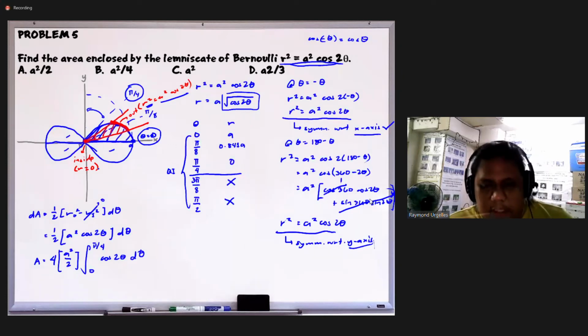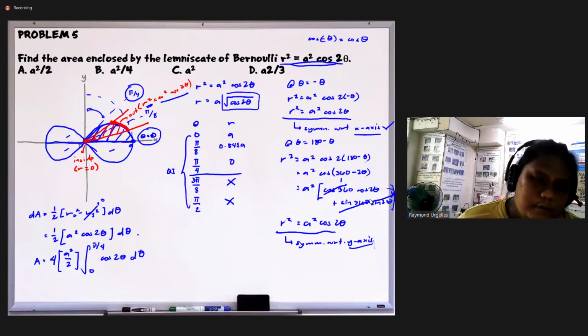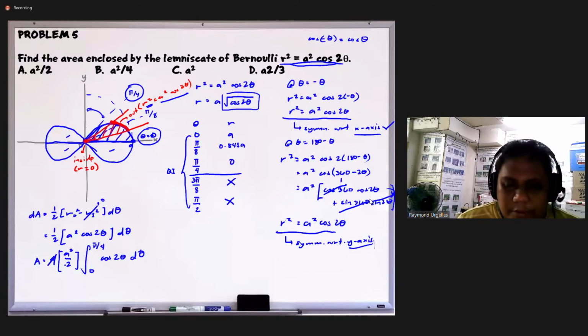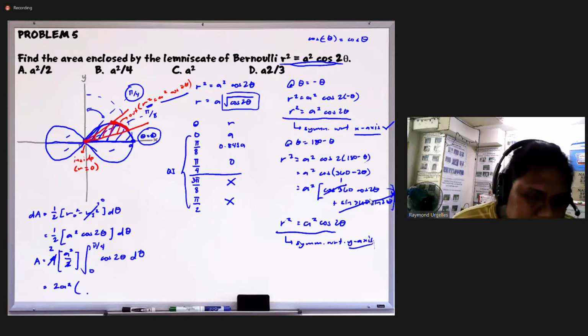So we have the integral of cosine of 2 theta, from 0 to pi over 4. Then here, 4 divided by 2 is 2, so I will cancel this. Then this is equal to 2a squared, and then this is multiplied by the integral.